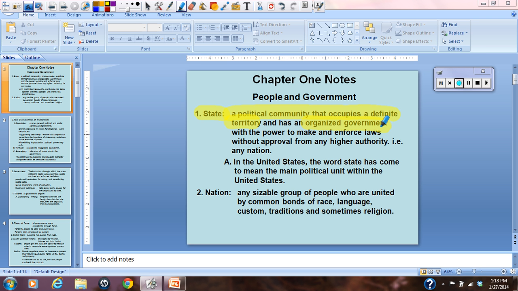Now, what is a nation? A group of people that are united by a common bond of race, language, custom, tradition, sometimes religion. So it's basically any group of people who are united by common bonds. All right. Everybody got it? All right.